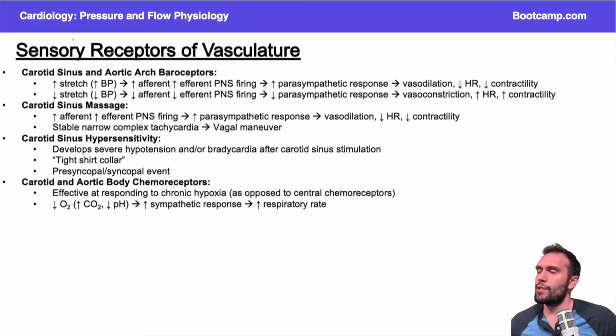Right, sensory receptors of the vasculature. So the big one that I definitely want to hit on here is going to be the baroreceptors. The baroreceptors are going to be located at the carotid sinus and the aortic arch. What baroreceptors essentially do is detect changes in the blood pressure.